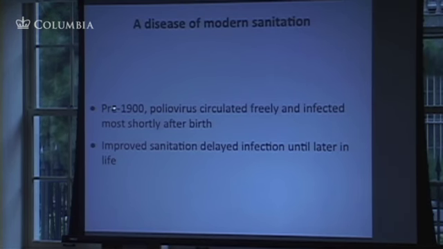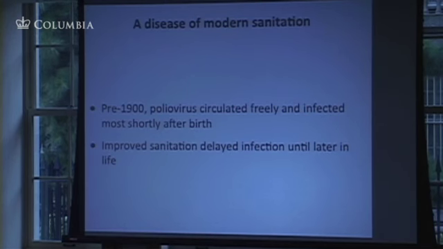So before that, polio circulated freely in the population. It's spread by the fecal-oral route, as we will see, and it infected most children shortly after birth, and so they became immunized. When we improved sanitation, that delayed infection until later in life, and one theory is that children at birth are given antibodies from their mother that protect them against the disease.